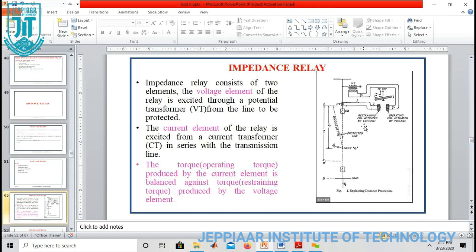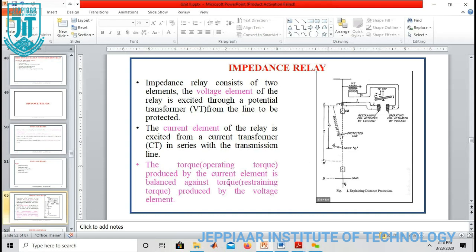So impedance relay, this is the structure of an impedance relay. Here we have a voltage coil and a current coil, voltage element and current element. The voltage element is excited by a voltage transformer and the current element is excited by a current transformer. That is, an impedance relay consists of two elements. The voltage element of the relay is excited by potential transformer Vp. Similarly, the current element is excited from a current transformer which is connected in series with the transmission line to be protected.